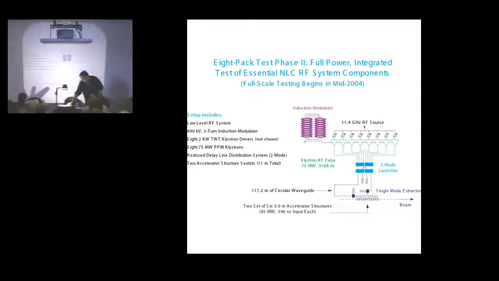This will be done in stages, but the full-scale version of this will be in mid-2004. And it will basically be an integrated test of the essential components that I've shown you, everything that you would need to really build all these RF units for the NLC. It has this induction modulator, actually a second-generation version. The first one will be used in this previous test. It has the 8 klystrons, the essential elements of this delay line system, and basically 11 meters of structure.